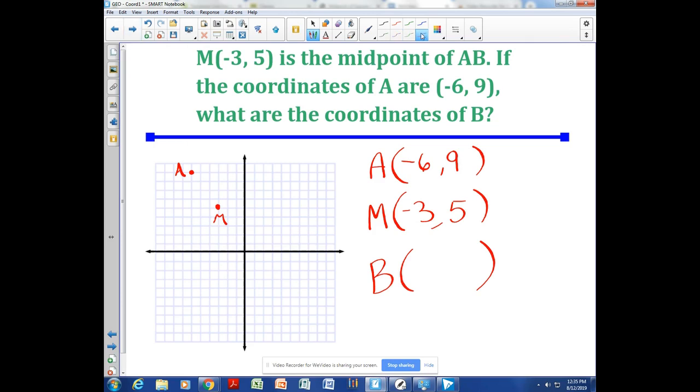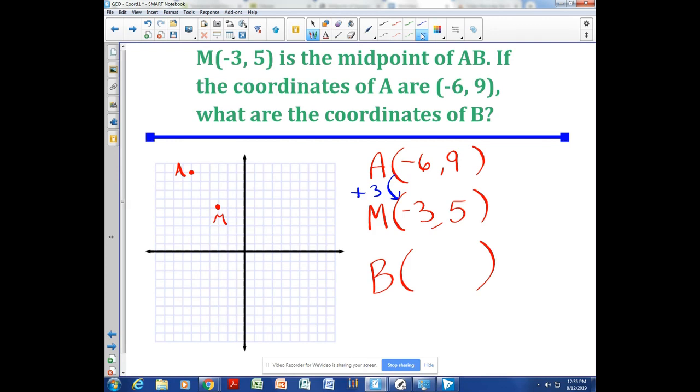Well, the Mr. Frank method is like this. I look at my x value for my A, which is negative 6, and I look at my midpoint value of my x, which is negative 3. And I ask myself, if I'm counting from negative 6 to negative 3, am I counting up or down? And the answer is I'm counting up from negative 6 to negative 3. So I put a positive over here, and I ask myself, well, how many? Well, to count from negative 6 to negative 3 is negative 5, negative 4, negative 3 is plus 3. Negative 6 plus 3 is negative 3.